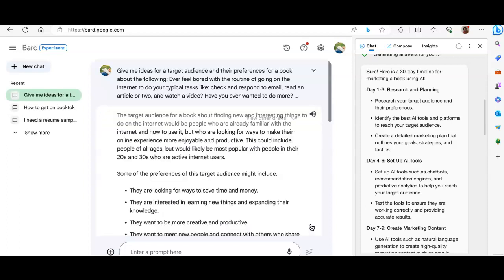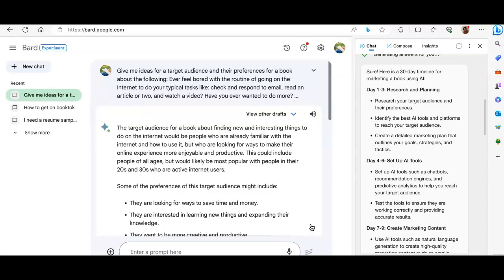Like I said, most of the people who have gotten that book were women, and they were between the ages of 40 and 60 plus. So information's already up. It says the target audience for a book about finding new and interesting things to do on the internet would be people who are already familiar with the internet, right? And how to use it, but who are looking for ways to make their online experience more enjoyable and productive. This could include people of all ages, but would likely be most popular with people in their 20s and 30s who are active internet users. Interesting because the AI is saying 20s and 30s, right?